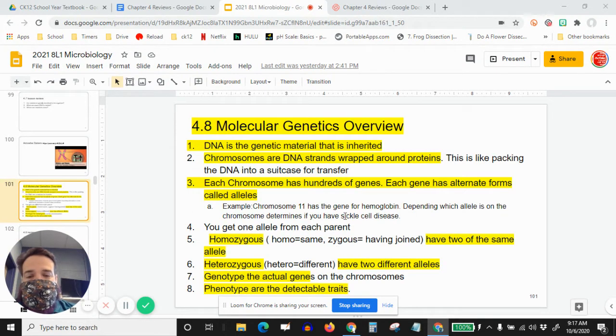All right. So going back to the sickle cell example, if you're heterozygous, your genotype is heterozygous, but your phenotype is normal hemoglobin. If you're homozygous recessive, then you have two copies of the sickle cell allele, and your phenotype is that you have sickle cell disease.